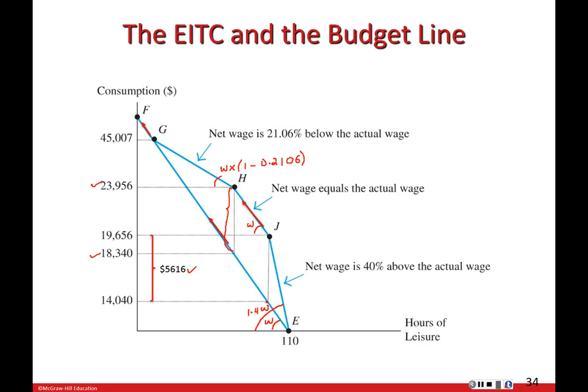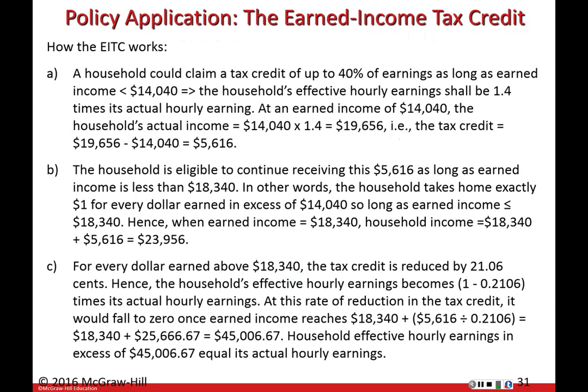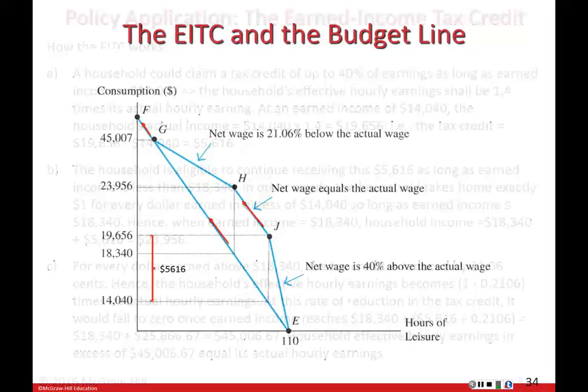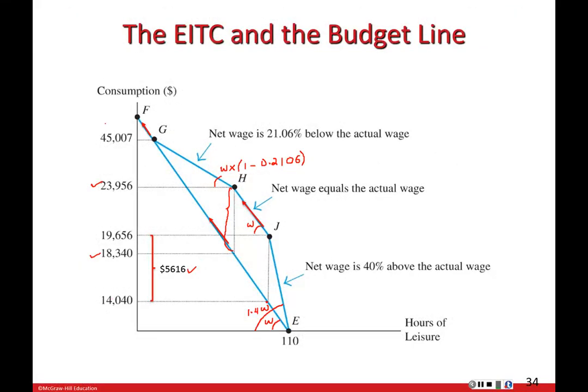So you see in this range, the slope is less than the slope of this line here, which is W. Right? And so this continues until income hits 45,007, rounded off here. So really it's 45,006.67 right here. This is the actual amount. All right, and that's when the household receives no more government assistance, and any earnings above that will take it back to its original budget line.